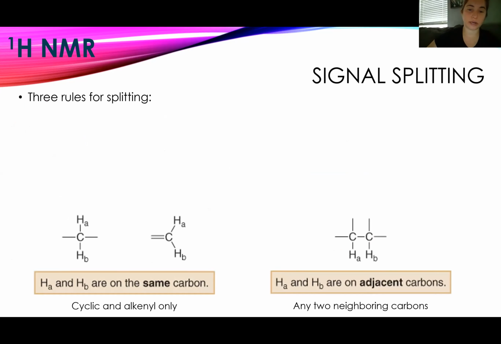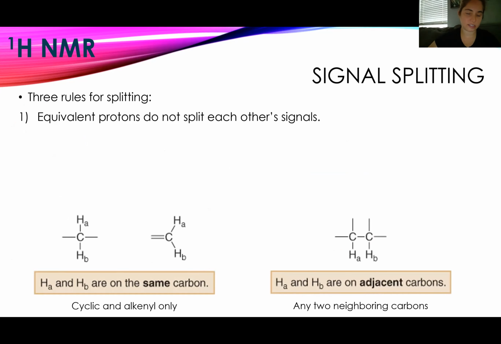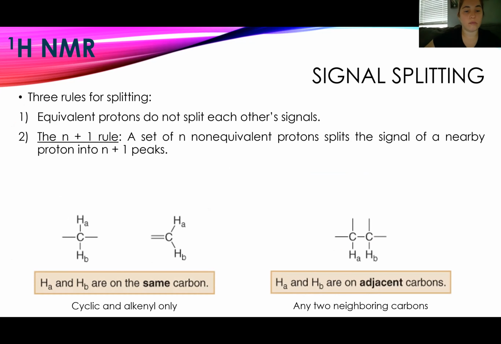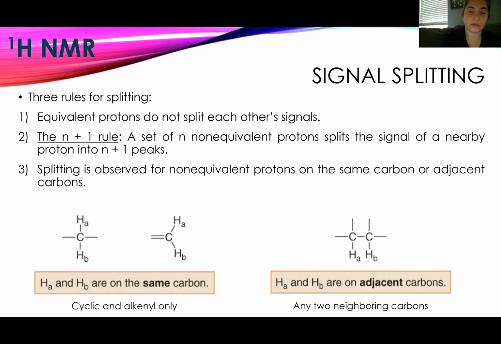So there are a couple rules for splitting. First of all, equivalent protons do not split each other's signals. They will share the same signal and they will not be split. There's the N+1 rule, which we went over. Splitting is observed for non-equivalent protons on the same carbon or adjacent carbons. So if you have two protons on the same carbon that are not identical, they will split each other's signals. Think of that chlorocyclopropane that we looked at previously. We had the two CH2 carbons that each had two different types of hydrogens on them. Those two different types of hydrogens would split the signal.